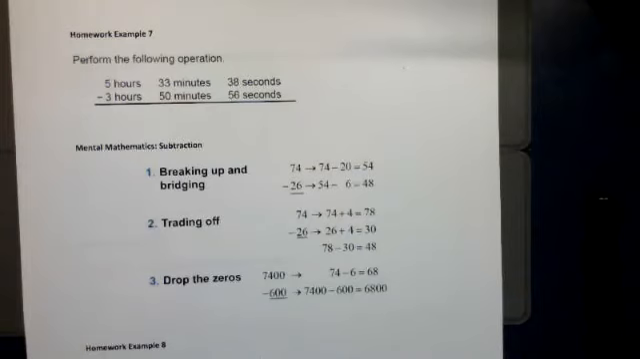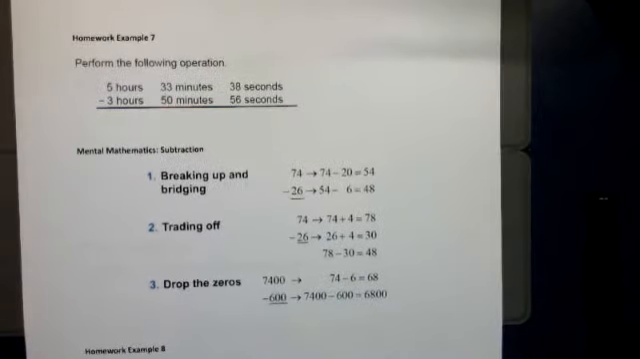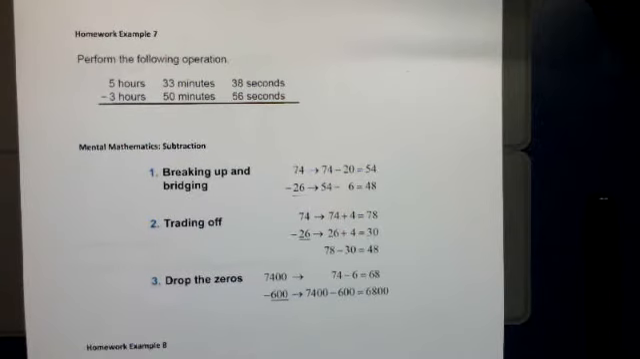All right. Now this is also useful in this example right here. Let's say we've got 5 hours, 33 minutes, and 38 seconds, minus 3 hours, 50 minutes, 56 seconds. And here I want to subtract. Sometimes that trading-first algorithm would work here.